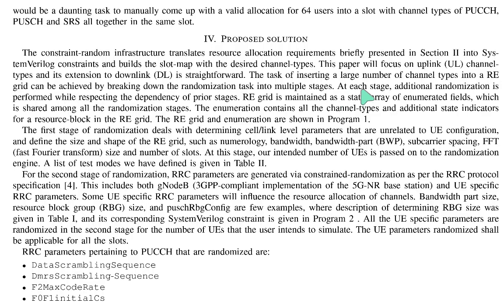At each stage, additional randomization is performed while respecting the dependency of a prior stage. The RE grid is maintained as a static array of enumerative fields which is shared across all the randomization stages, where the enumeration constraint on the channel type is an additional state indicator for the resource block in the RE grid. The RE grid and the enumeration are shown in Program 1.